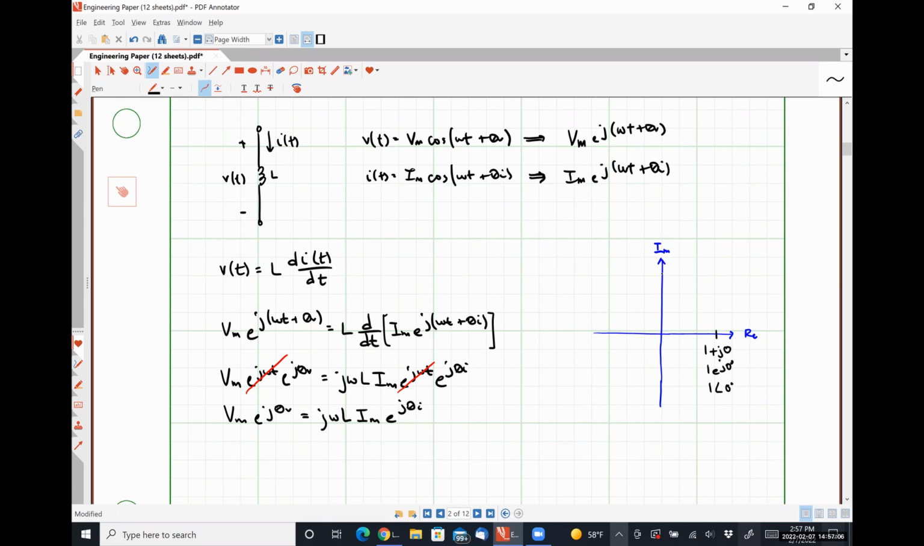Well, if I go 1 unit in the imaginary direction, that's the same as 0 plus j1, or 1 e to the j 90 degrees, or 1 angle 90 degrees. If I went 1 unit in the negative real direction, that's going to look like -1 plus j0, or 1 e to the j 180 degrees, or 1 angle 180 degrees.